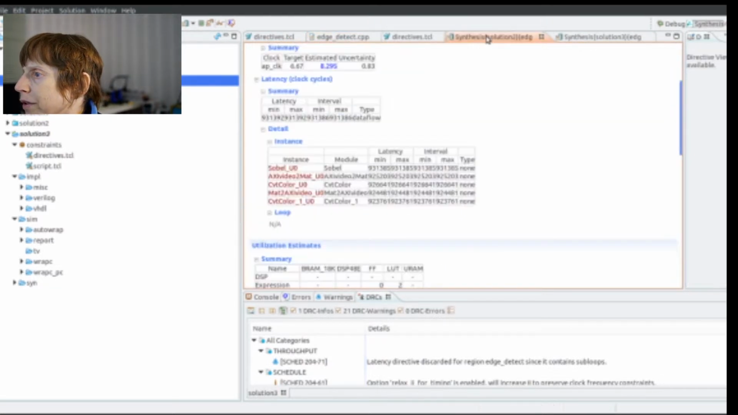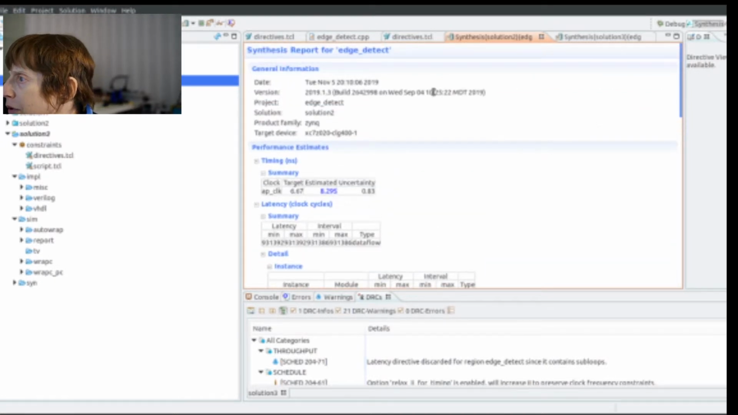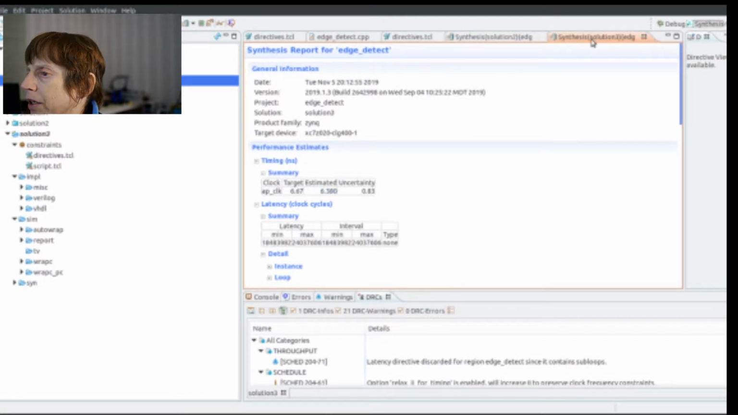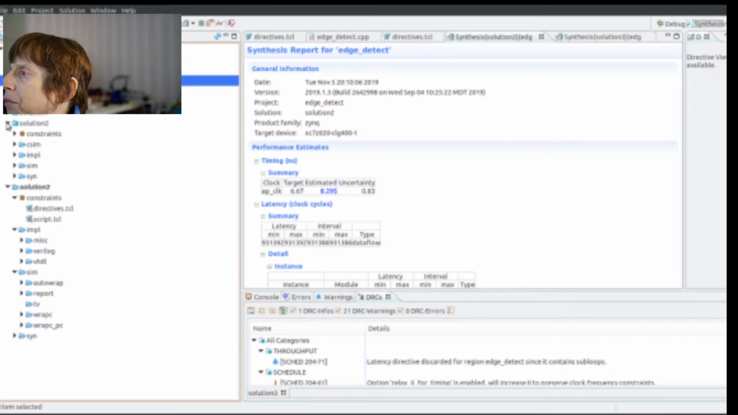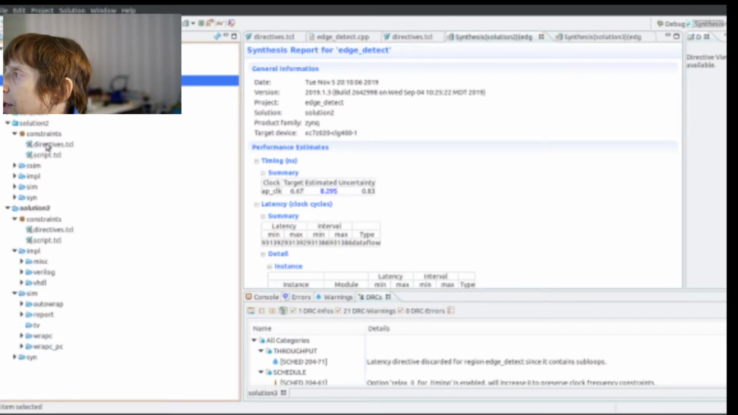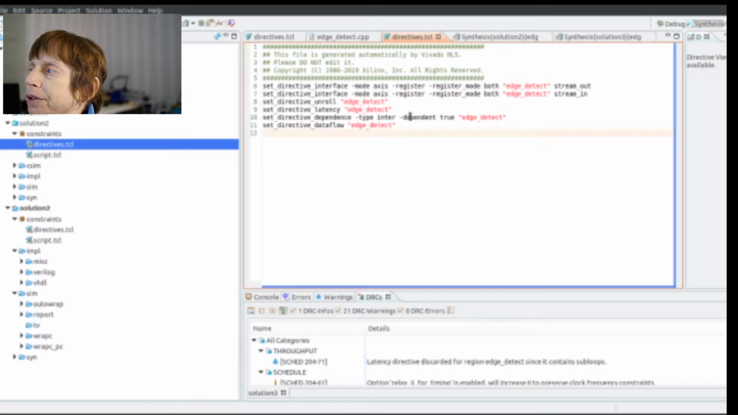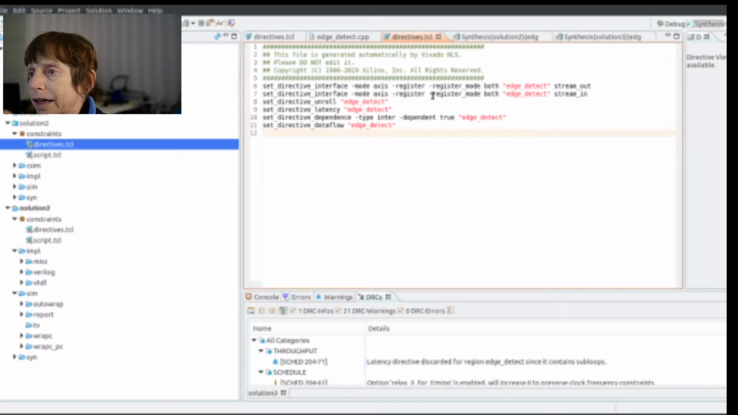Now this is the one for, looks like solution 2. And then I have another one with solution 3. And if you look at solution 2, and you look at their directives, they both have the stream in and stream out. And as I mentioned, that's so you don't get all these separate ins and outs. You have your AXI set up properly, and you can just connect it.